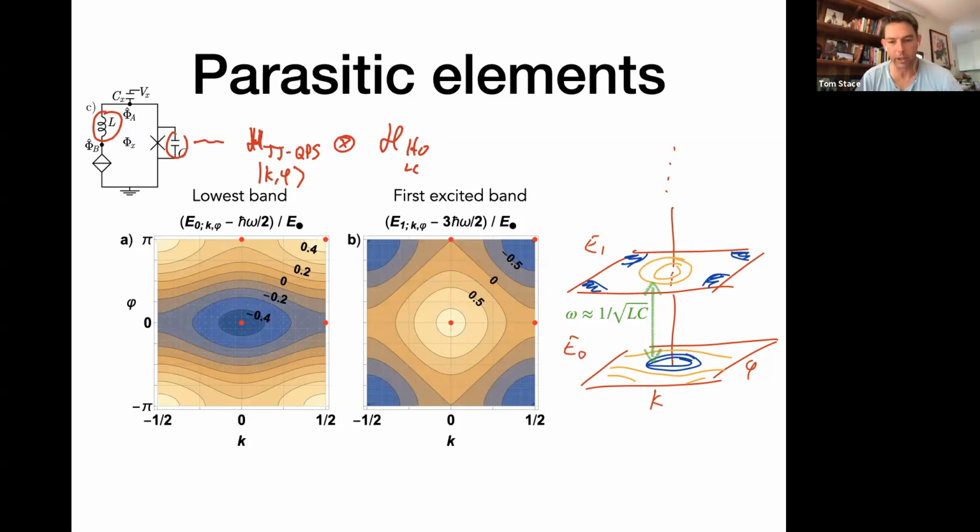And because they've got extremal points at those 4 coordinates, it still remains true that if I form superpositions of, say, the ground state and one of these other 3 states in the lowest band, the system will reject noise at linear order. The energy changes quadratically in both the quasi-charge and the quasi-flux for small fluctuations around any of those red dots. So even when I add parasitic elements, I have a system that rejects noise at linear order.